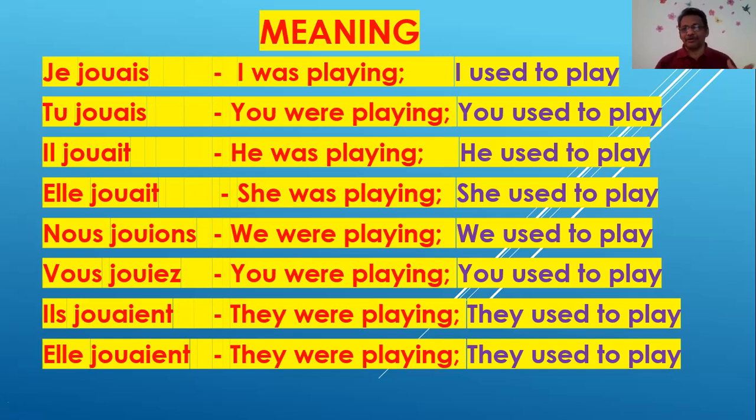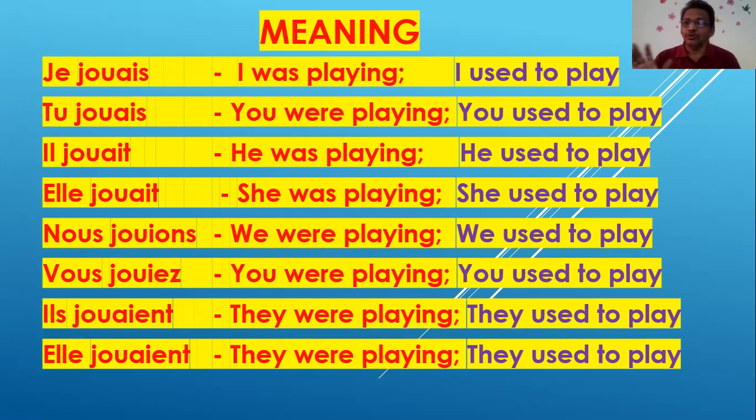Je jouais, when you conjugate jouer in imperfect for the subject je, jouais, it will mean I was playing, past continuous tense, and then I used to play. The used to expression is used. So I was playing is past continuous tense, which means that at a given point of time in the past, the action was continuously happening. That is past continuous tense.